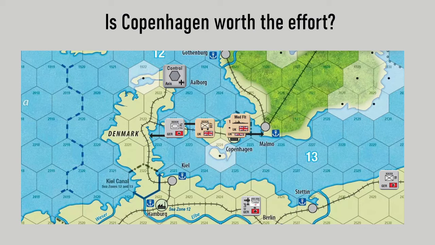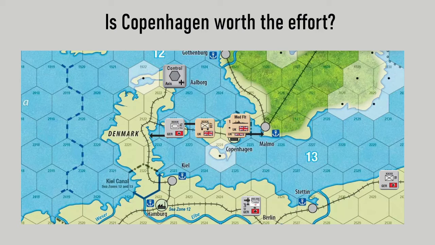Now, most of the time, that doesn't really matter. You can just capture the other city on the next turn. However, it allows the Allied player to immediately sail the British Expeditionary Force into Copenhagen, then use a strategic move on the next turn to place that unit defending the straits if the Axis do not interfere with a strategic move of their own.